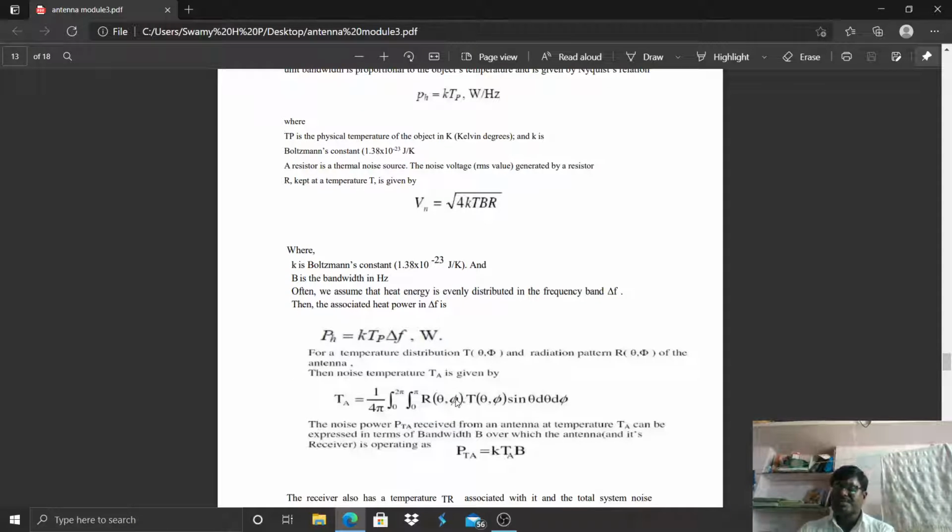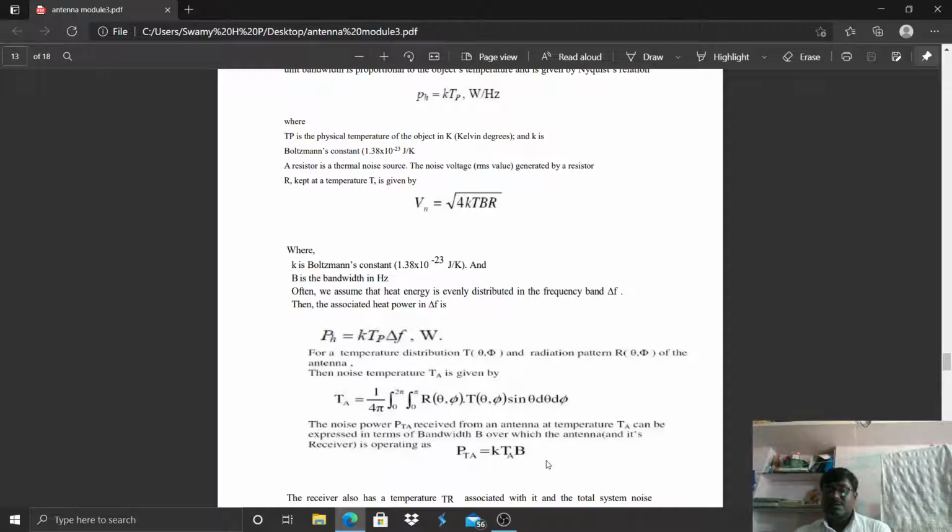For a temperature distribution, T is a function of theta and phi, and radiation pattern R is a function of theta and phi. Then the noise temperature Ta is given by Ta equals 1 over 4 pi double integral of R(theta, phi) T(theta, phi) sin theta d theta d phi.